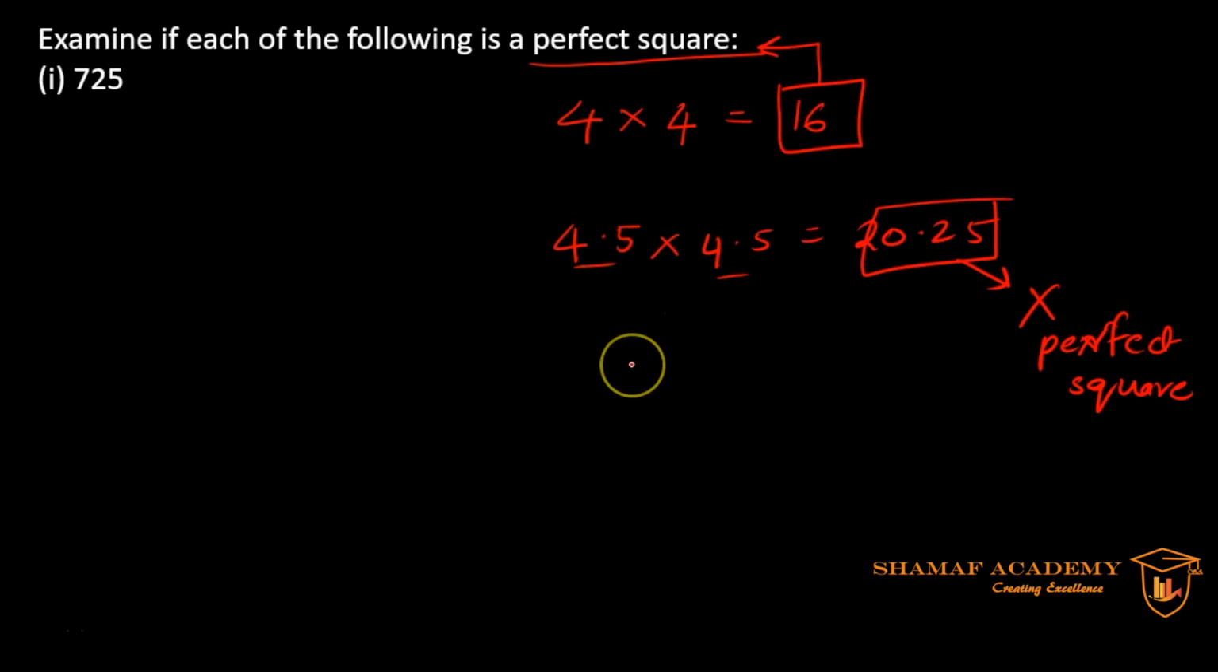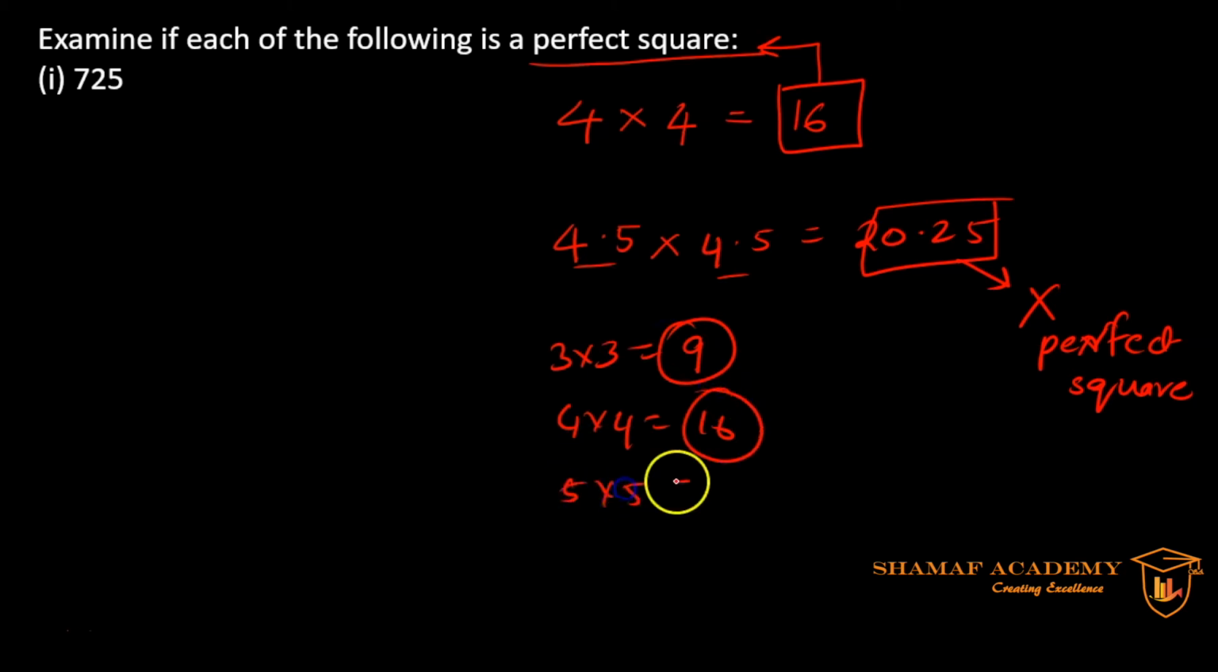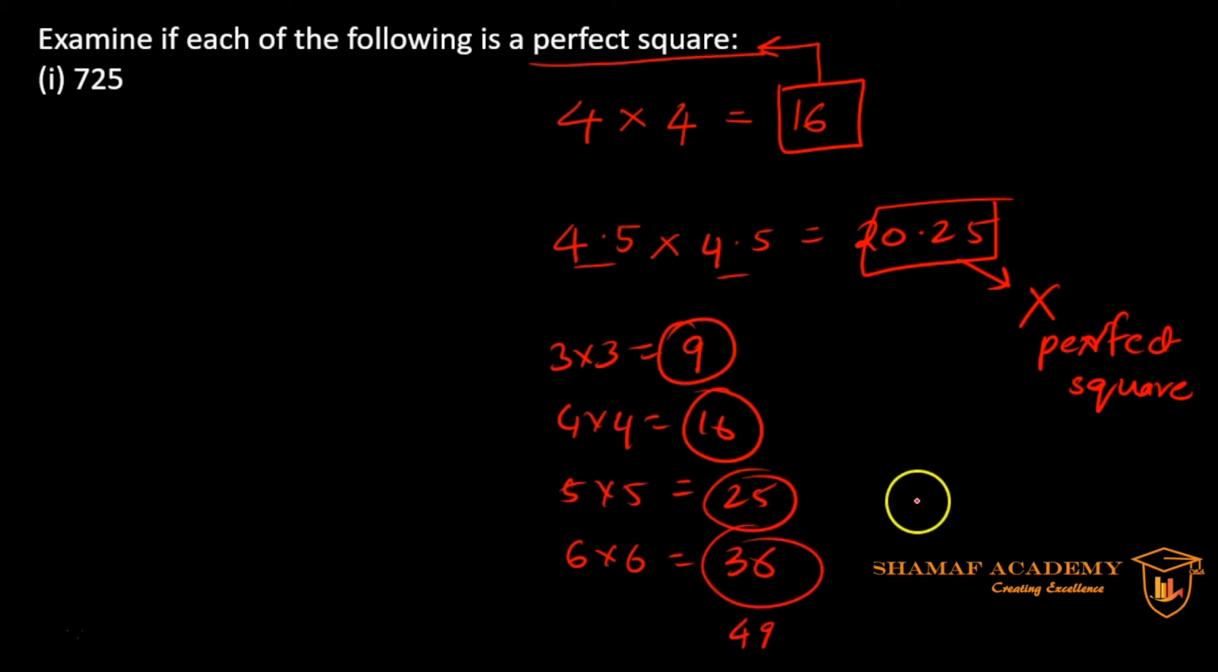Let's look at other perfect squares, such as 3 times 3, we have 9. 9 is a perfect square. 4 times 4, 16 is a perfect square. 5 times 5, 25 is a perfect square. And then we have 6 times 6, 36 is a perfect square. So as you can see, 9, 16, 25, 36, and then 7 times 7, 49, and then 8 times 8, 64, 9 times 9, 81, 10 times 10, 100. All of these are perfect squares.